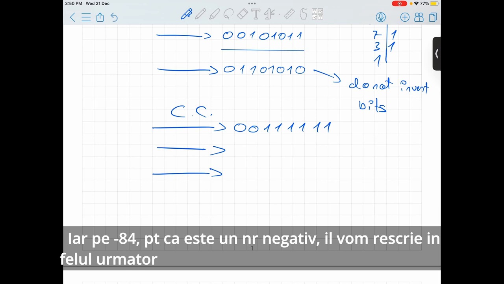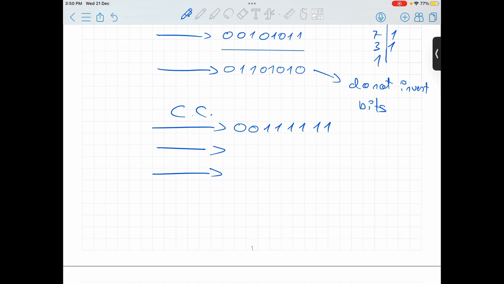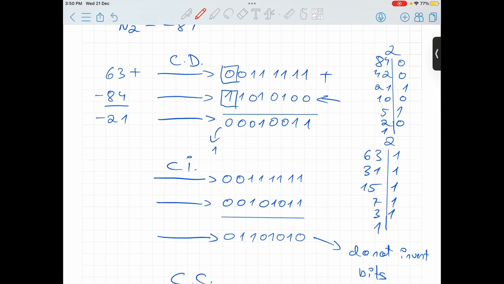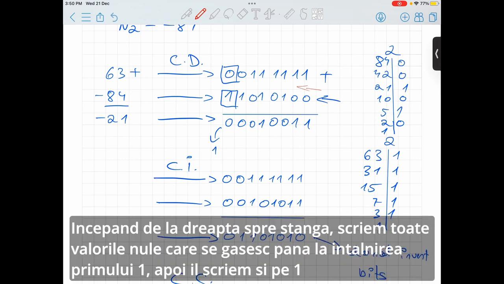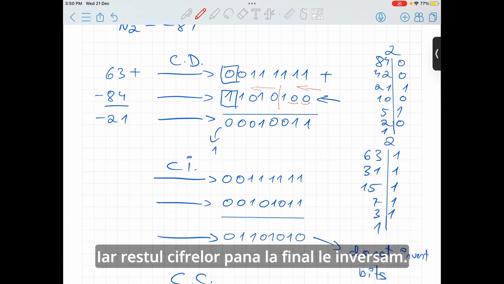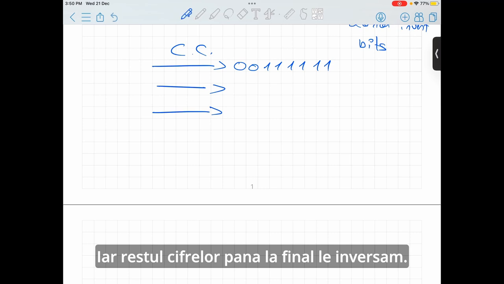And for minus 84, we will do the following. Starting from right to left, all the null bits will stay the same until we reach the first 1. And all the bits up to and including this 1 will stay the same, while the others will be inverted, including the sign bit. We will invert also the sign bit. So the result will be the following.